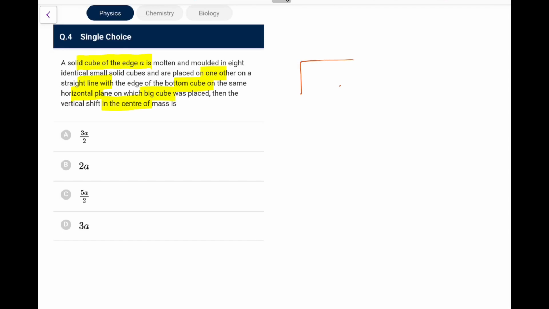Let's assume this was the bigger cube, and let's say I am seeing the front view. So its CM would be at this height. This height is a by 2. Now it is molten, so its volume is a cube. Now 8 small cubes are made, so let's say their edge length be a dash, so that is 8 a dash cube, which implies a dash is a by 2.